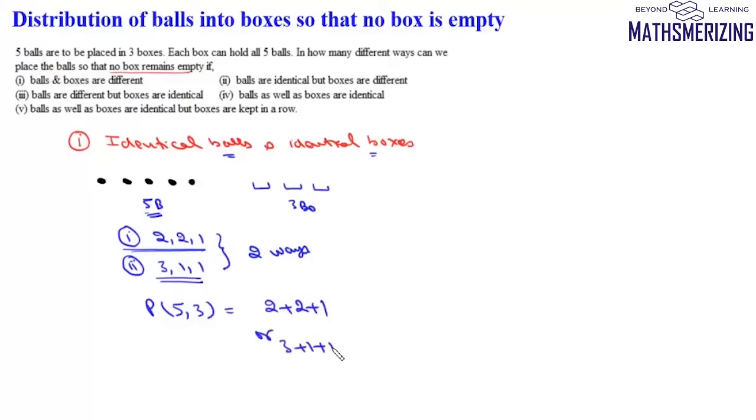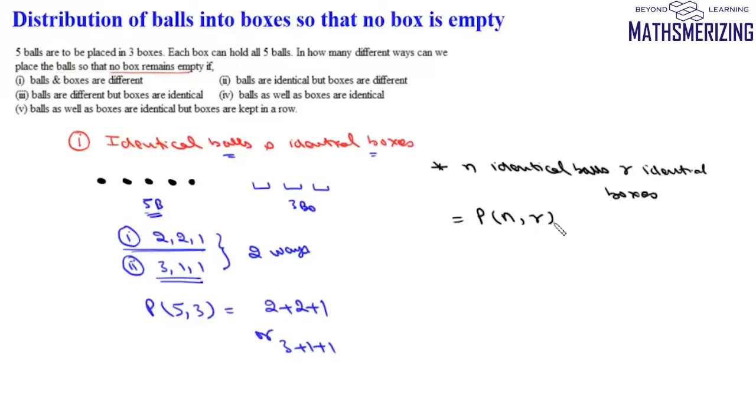Now, how do we solve any general problem? Suppose we have n identical balls and r identical boxes. Then this number is the same as the partition of number n into r parts. So we have to find the total number of ways in which we can partition a number n into r compartments. Now when n is large, it is very difficult to find this P(n, r).